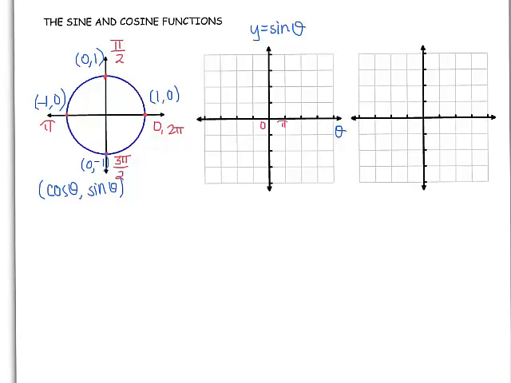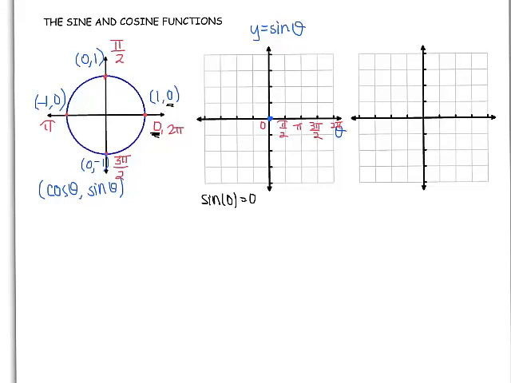The next tick mark is going to be pi over 2, then pi, then 3 pi over 2, and then 2 pi. Now if I look at this circle, if I look right here at 0 radians, the y value of the point is 0. That means that the sine of 0 is 0. So I'm going to plot a point here at (0, 0).